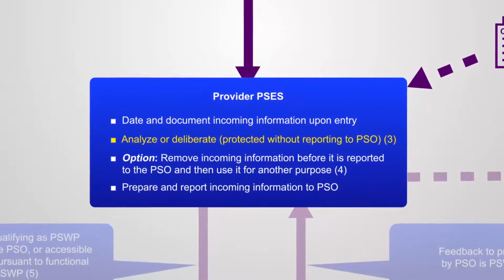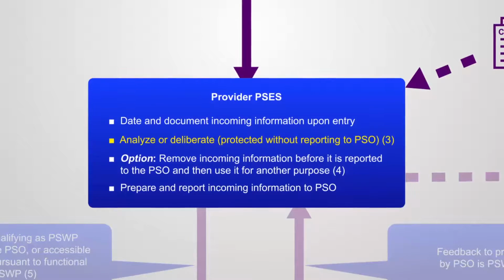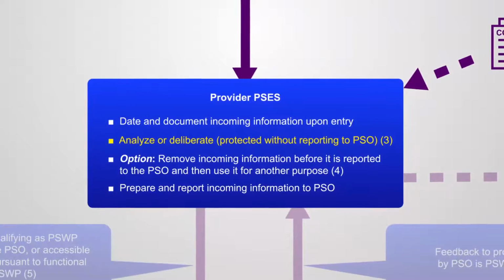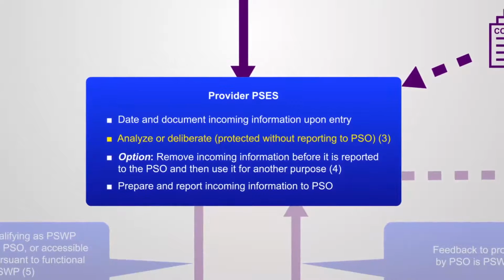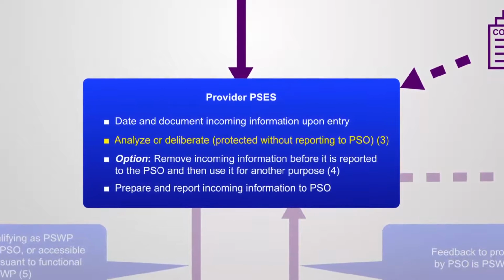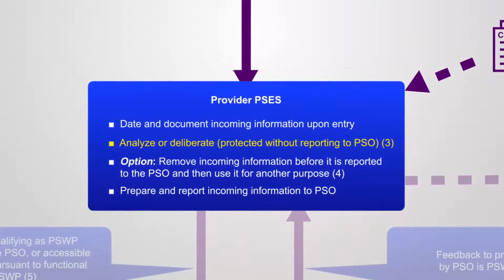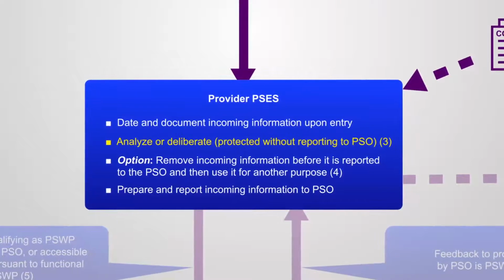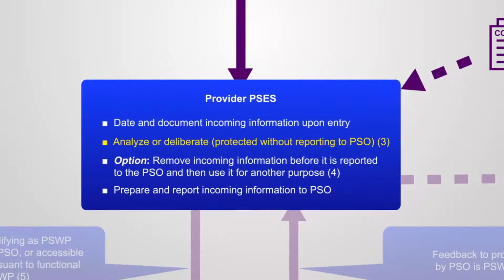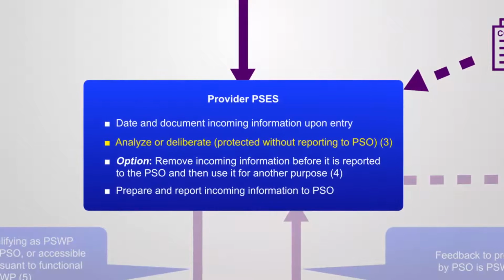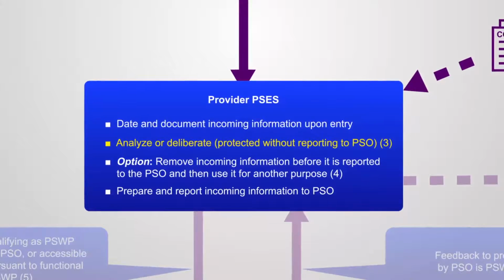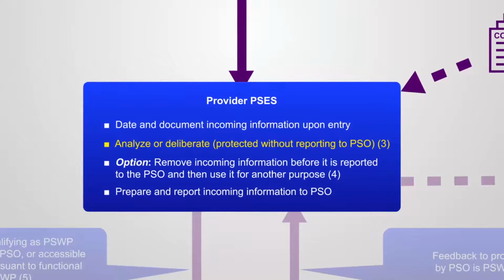The second line references analyses or deliberations conducted in the PSES, which become PSWP at the moment they take place, as we have discussed, which occurs separately from the reporting pathway, while dropout can occur for information entered into the PSES via the reporting pathway. Analysis or deliberations conducted in the provider's PSES cannot be dropped out.